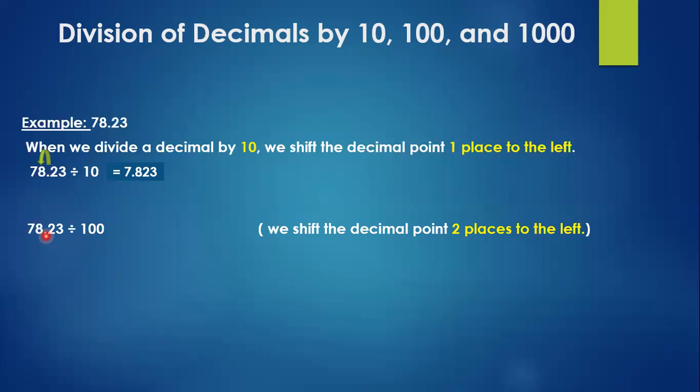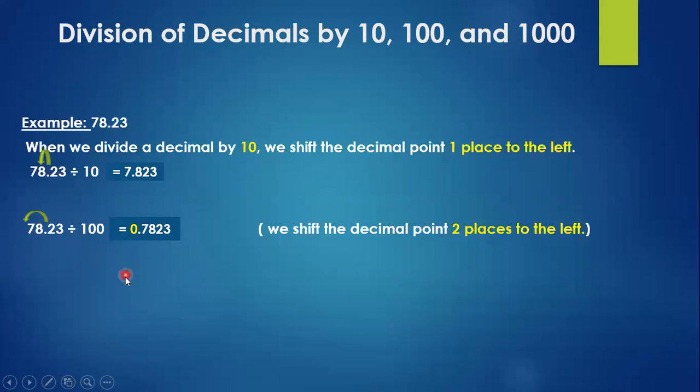Okay. When we divide a decimal by 100, we have to shift this decimal towards the left. How many decimal places do we have to shift here? Two decimal places. Why are we going to move two decimal places? Because 100 has two zeros. So we move this decimal two places towards the left. When we shift this decimal, 1, 2, we will get the answer 0.7823.